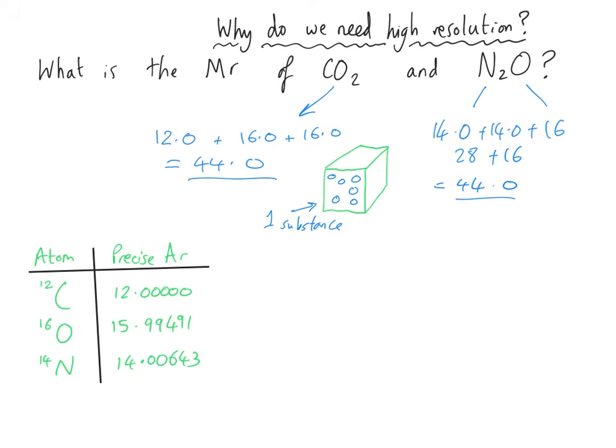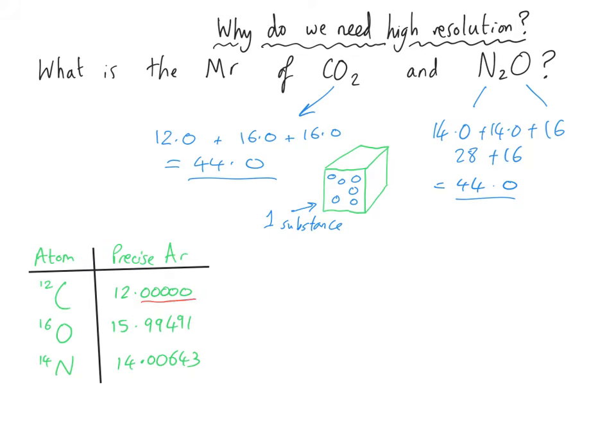However, some mass spectrometers can measure masses to 3, 4, or even 5 decimal places. And this method allows us to work out the molecular formula of the sample with greater precision. It allows us to find out what the MR is for a substance to 5 decimal points. And so I've got some data here on the left-hand side showing the precise AR values, in other words, to not 1 but 5 decimal points.